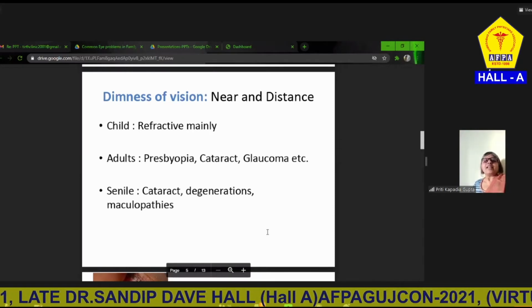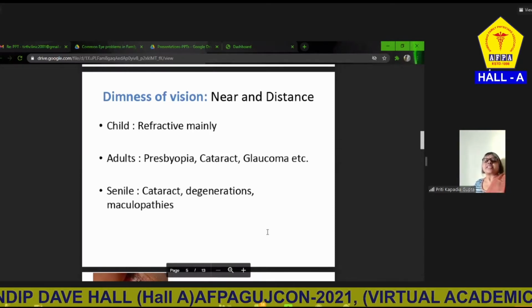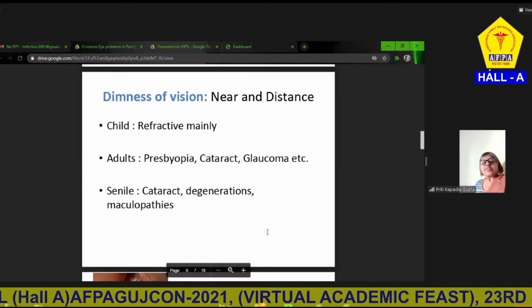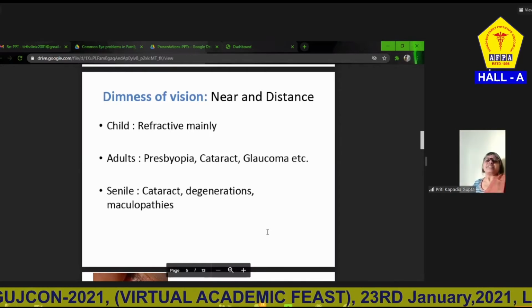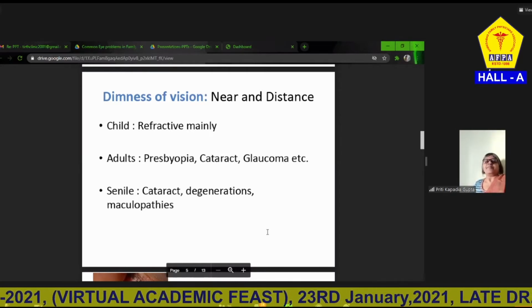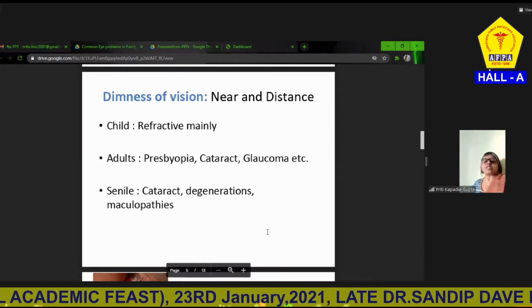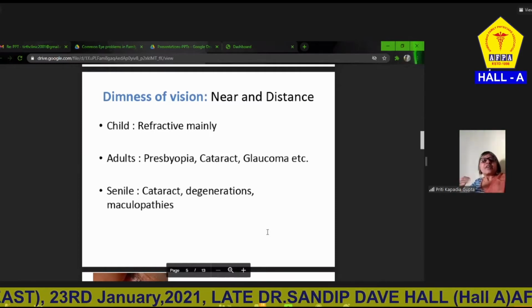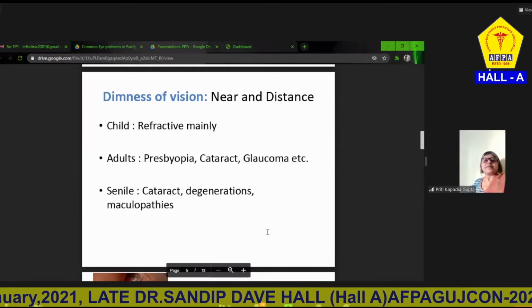So the senile condition I talk about is not only cataract, it can be some retinal degenerations, or corneal degenerations, or maculopathies, or it can be diabetic maculopathy or retinopathy. So depending on which age group patients are coming to you for near or distance, roughly you can even put the diagnosis. Next, please.